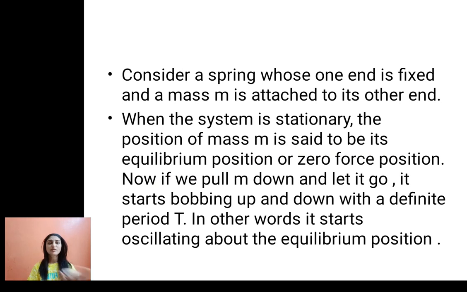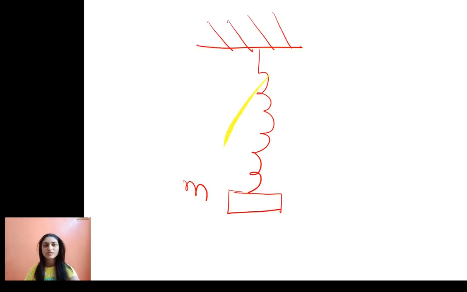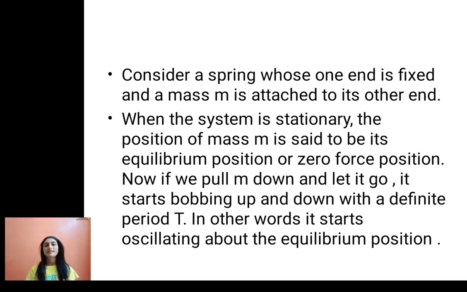Now, suppose we consider a spring like this. We are considering a spring whose one end is fixed and to the other end we have attached a mass m. When the system is stationary, the position of mass m is said to be the equilibrium position, also called the zero force position. Now if we pull m down and let it go, it starts bobbing up and down with a definite period T. In other words, it starts oscillating about its mean position.